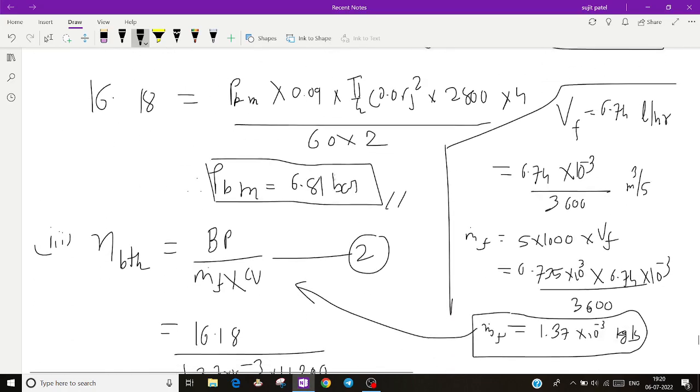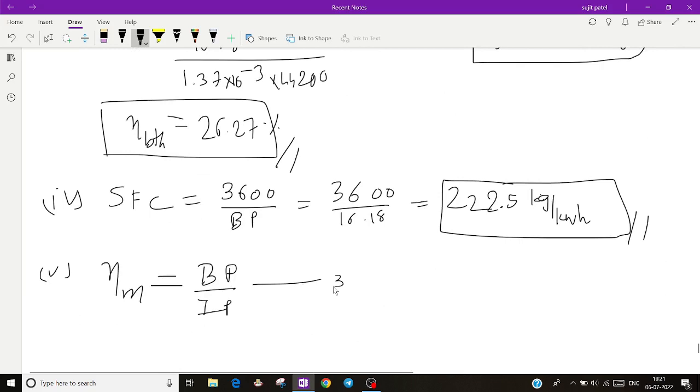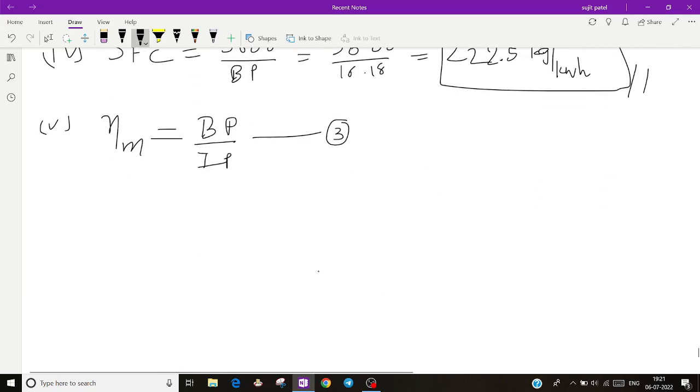I think equation number 3 is there, yes. So say it as equation number 3. And how to find indicated power? We know that for Morse test, indicated power for engine is equal to summation of i equals 1 to 4, and here 4 cylinder is there. If there is a 6 cylinder, so i equals 1 to 6, the individual IP, summation of IPi.